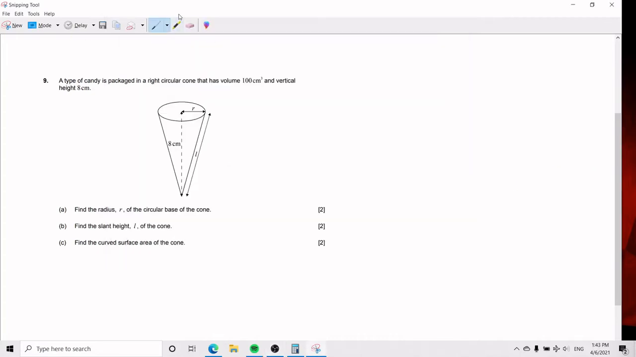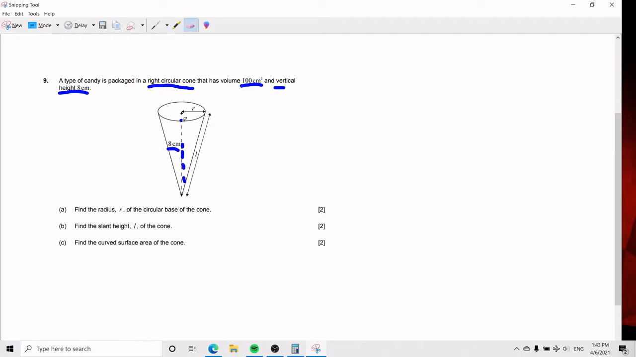Hello everybody, today we'll be going over a volumes and geometry problem at the IB Math Studies level. And so the problem gives us that we have a type of candy that is packaged in a right circular cone that has a volume of 100 centimeters cubed and a vertical height of 8 centimeters. The vertical height is shown right here and it's the dotted line, okay?